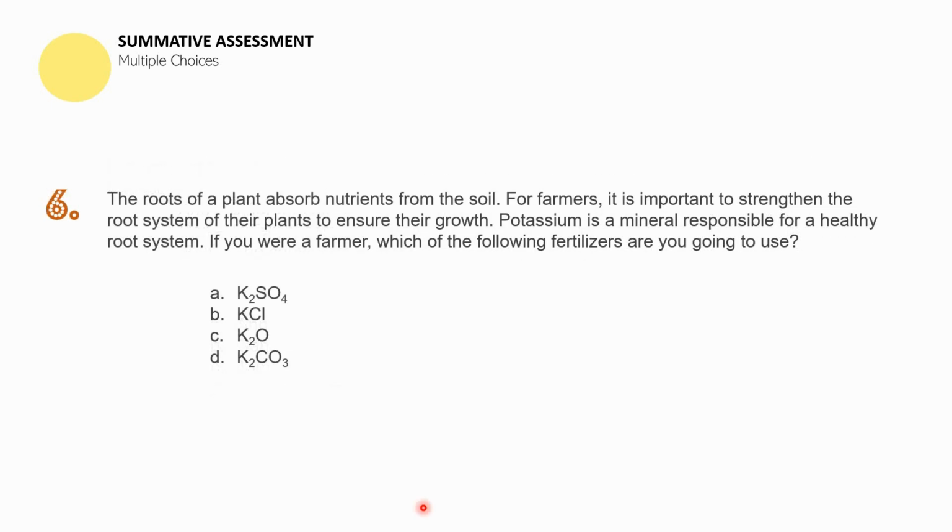Question number 6. The roots of a plant absorb nutrients from the soil. For farmers, it is important to strengthen the root system of their plants to ensure their growth. Potassium is a mineral responsible for a healthy root system. If you were a farmer, which of the following fertilizers are you going to use? A. K2SO4, B. KCl, C. K2O, or D. K2CO3. That's potassium sulfate, potassium chloride, potassium oxide, or monoxide, or potassium carbonate.